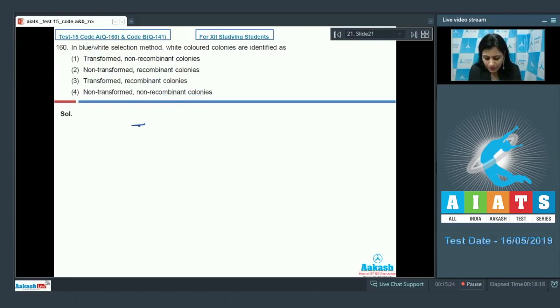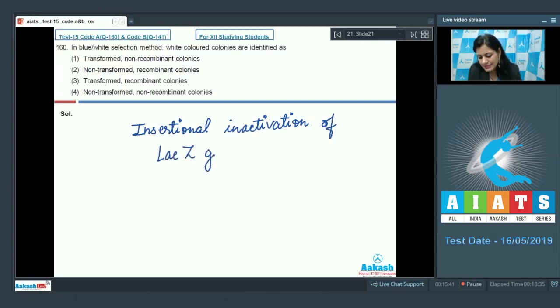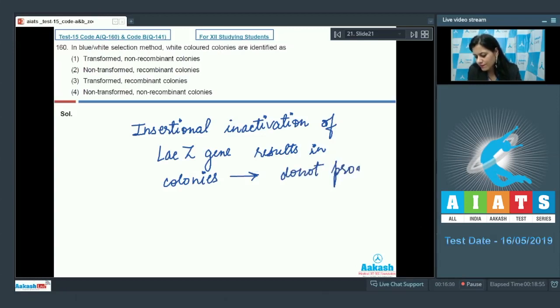And we all know that insertional inactivation of lacZ gene results in colonies which do not produce any color. And so we say they produce white colored colonies.